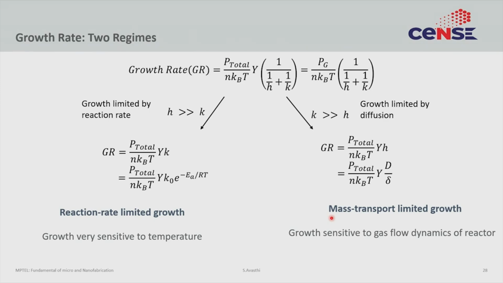However, it is very sensitive to delta, and delta is very sensitive to the gas flow dynamics of the reactor. So, the flow inside the reactor, what is the velocity inside the reactor, etc. So, reactor design or the shape of the reactor is very critical in the mass transport limited regime. The temperature is very critical in the reaction rate limited regime.